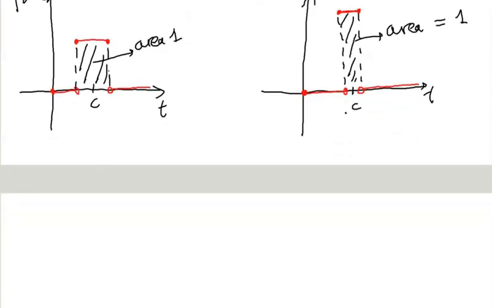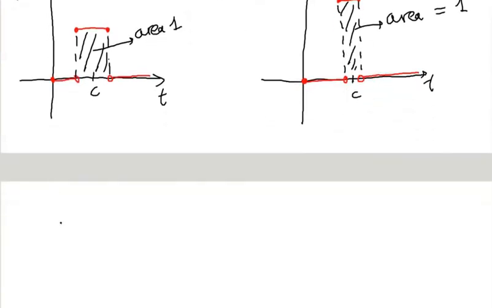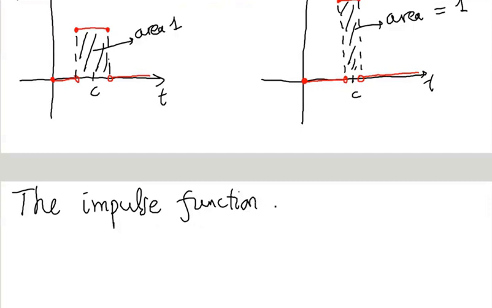And using that idea, we have the notion of the impulse function, also known as the Dirac delta function.